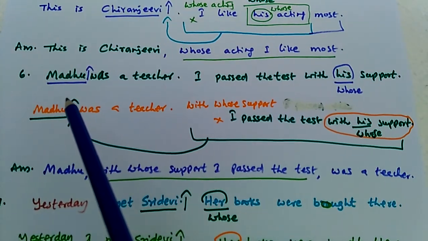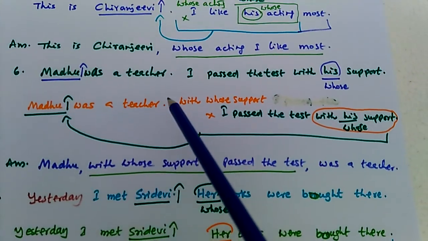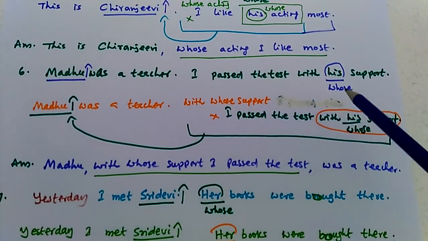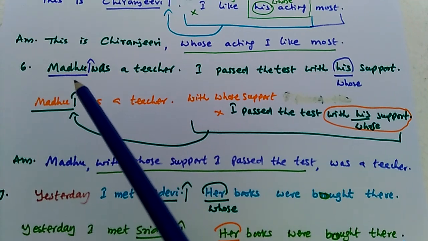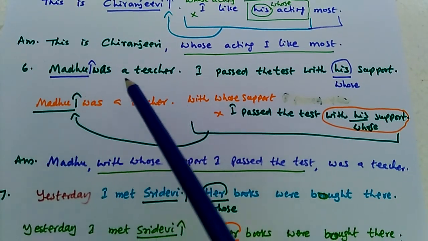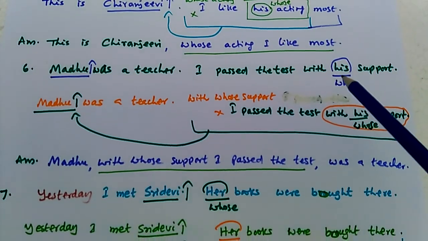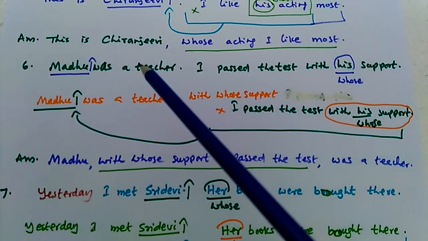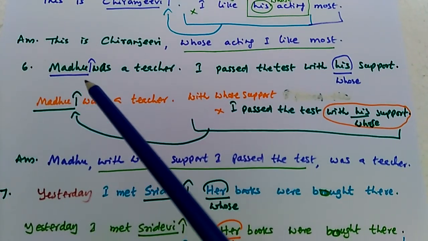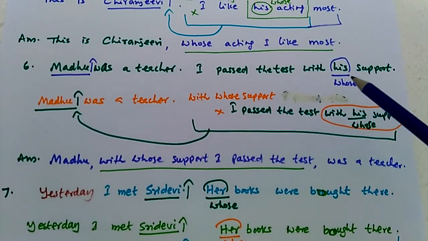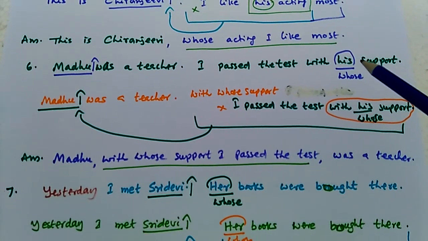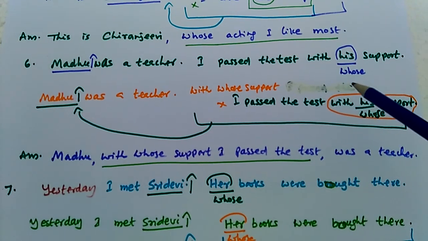And sixth example, Madhu was a teacher. I passed the test with his support. The first one is that we have to identify the identical phrases. Madhu and his are the identical phrases. And now we have to keep an arrow mark immediately after one of the identical phrases, that is Madhu, and another identical phrase his is to be removed, and there we have to write whose.